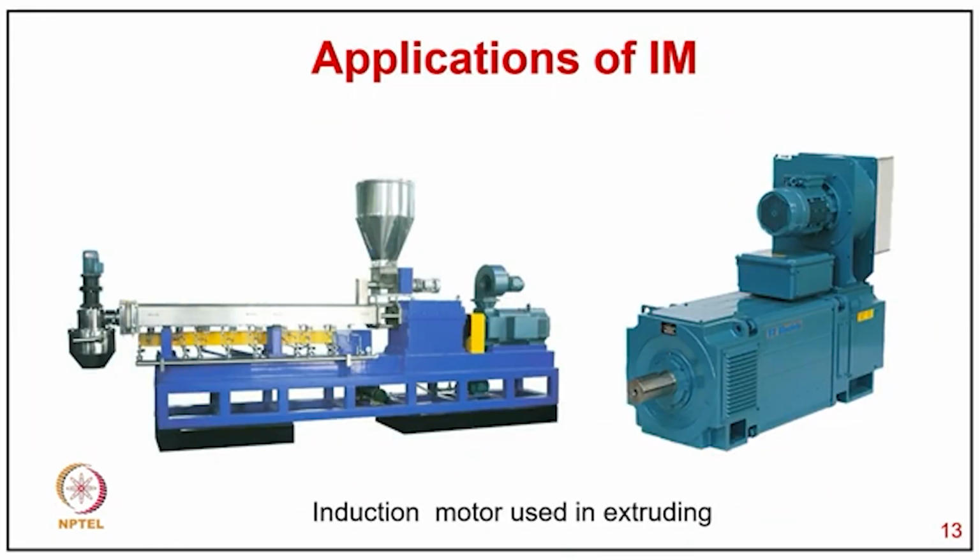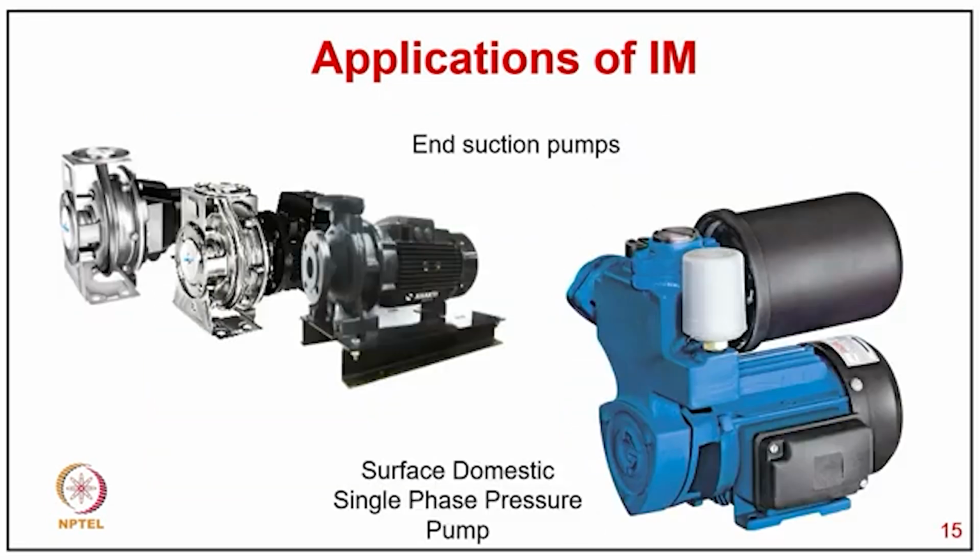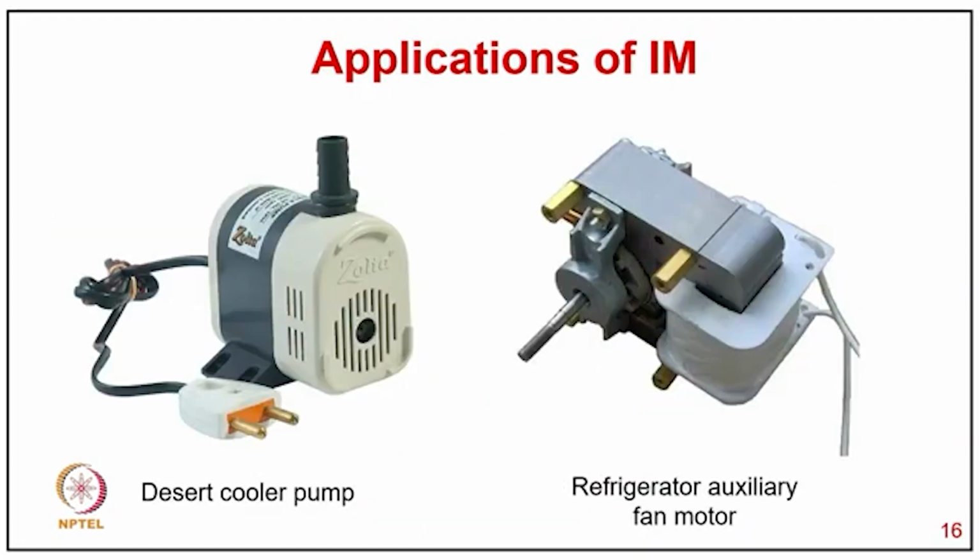Then we have an induction motor used in extruding different kinds of raw material, as well as the cooling fan, typically for the DC motor. Then you use it in a kitchen centrifuge. Then you use it in a surface domestic single phase pressure pump. Even in many cases we use it in a hand suction pump, or we call it a booster pump, where the rating is smaller, or a desert cooler pump, as we have seen in a desert cooler.